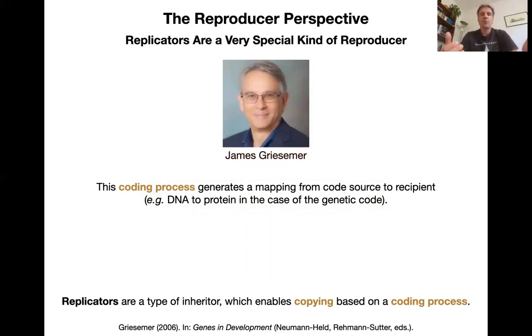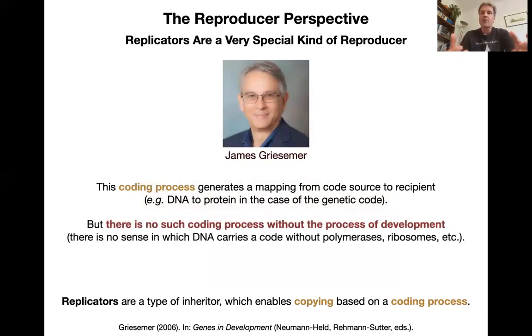So basically, the coding process generates a mapping from code source to recipient. The classic coding process in biology, of course, is the genetic code that maps DNA sequences to sequences of amino acids and protein. They're not the foundation of life. They're just a part of this reproducing process. Because there is no such coding process without the process of development supporting it all around. There is no sense in which DNA carries a code without polymerases to read it, or nucleases to replicate it, and ribosomes to translate it into proteins, et cetera, et cetera, et cetera.